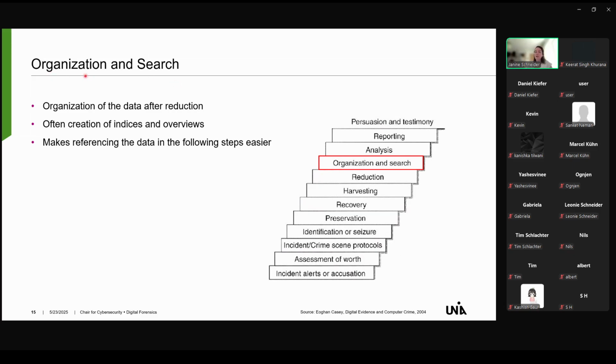Okay. So in the organization and search phase, the name already makes it quite obvious what we do in that phase. You organize the data after reduction. You often create indices for faster searching processes and overviews. Sometimes search masks are already prepared, and this step is actually just there to make everything that comes after easier.